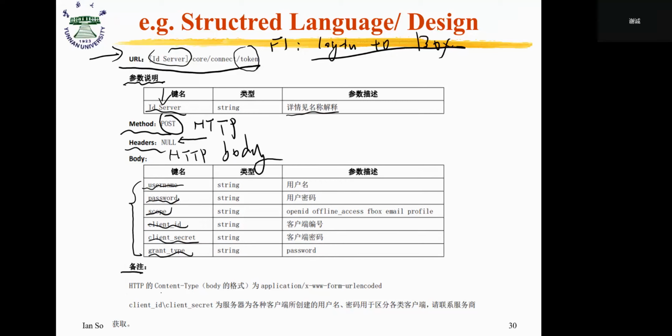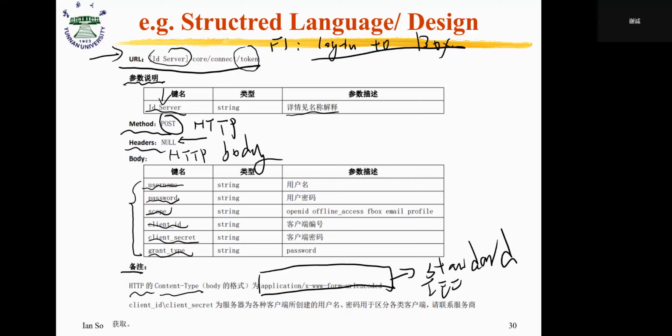And also some remark here. It means the HTTP content type should be this one. This is a kind of standard. This actually is the IEEE standard, application/x-www-form-urlencoded. This is the format of the body.